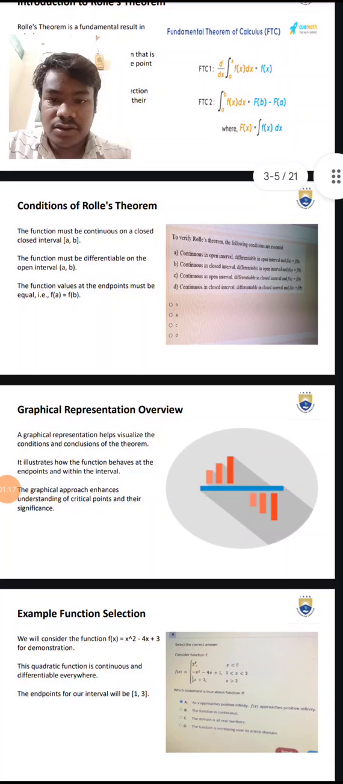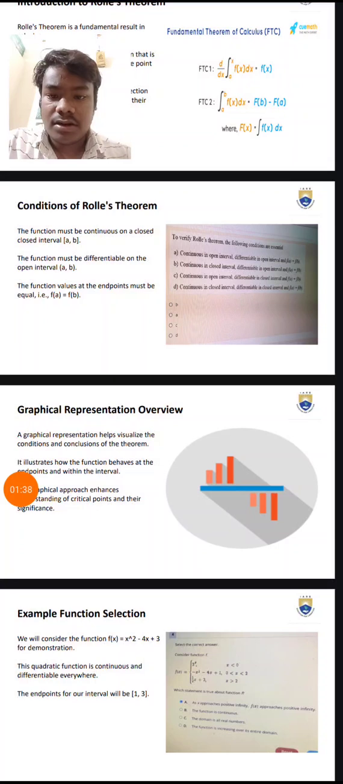Conditions of Rolle's theorem. The function must be continuous on a closed interval a comma b. The function must be differentiable on the open interval. The function values at the endpoints must be equal, that is f of a equals f of b.